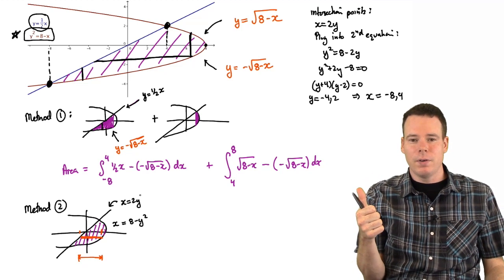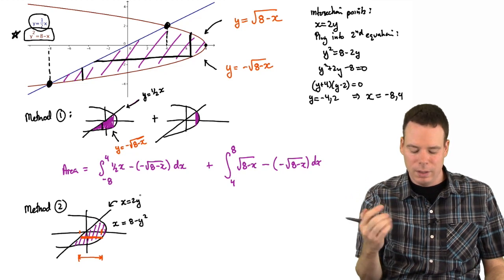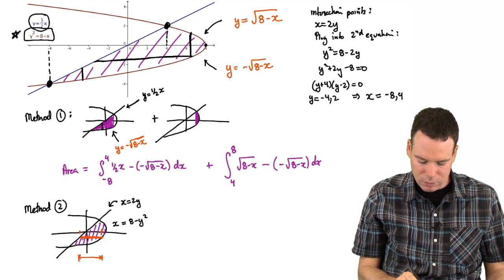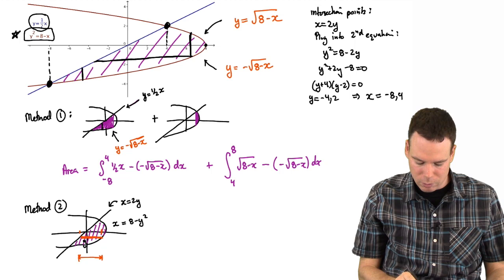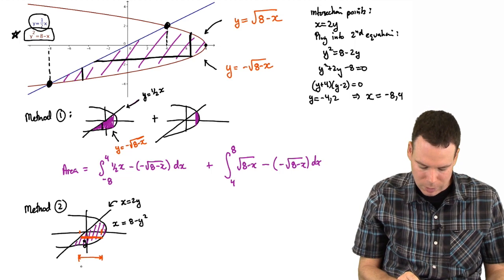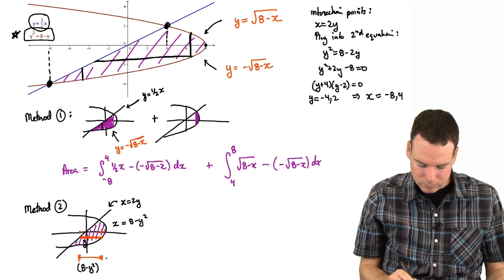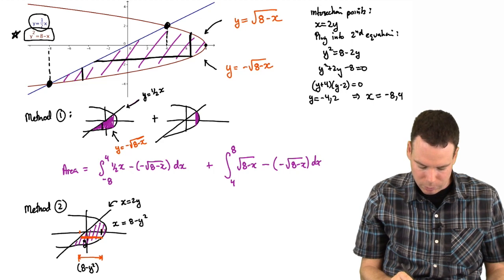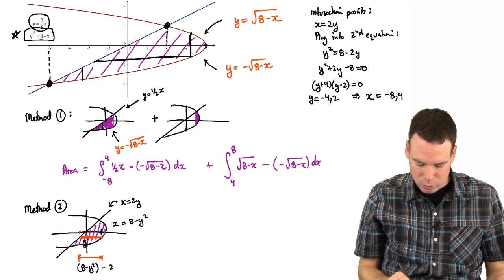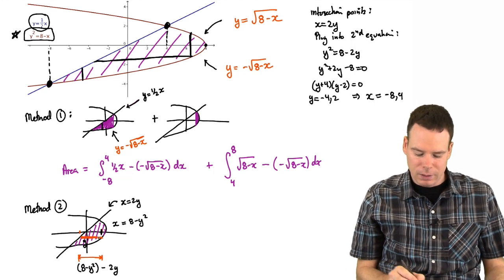So if I know the y value, I can work out the x value, and I just need to take the difference of the two x values at a particular y value to get that length. So this length would be 8 minus y squared. That would be that value there at a particular y value. That gives me that value, minus 2y. That's the length of the line segment.